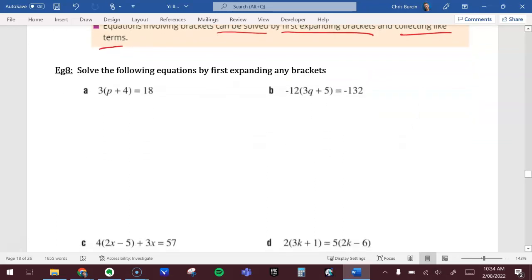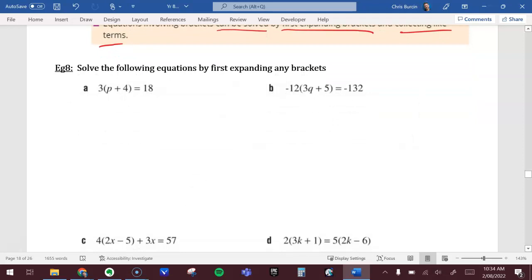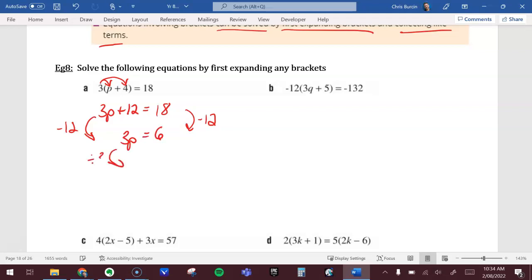So let's have a go at it. 3 times p plus 4 is distributed as 3p plus, what's 3 times 4? 12, and that's equal to 18. Then we want to use what we know to subtract the same amount from both sides. That will still give us an equivalent equation, but it will leave us with just 3p on one side. 18 minus 12 is 6. And then how do we get to 1p? We divide by the number in front of the pronumeral, and that gives us p. We don't have to write the 1. And divide that by the same number on the other side, and that gives us that p equals 2.